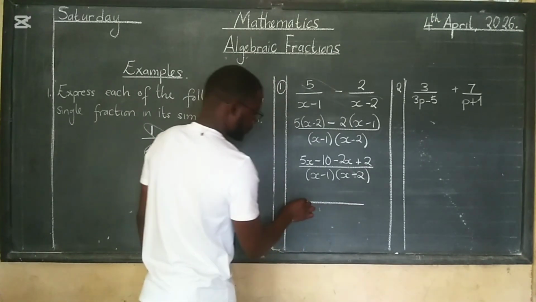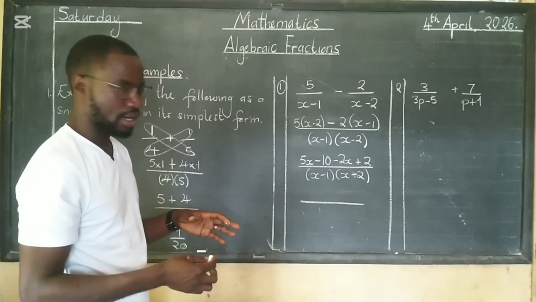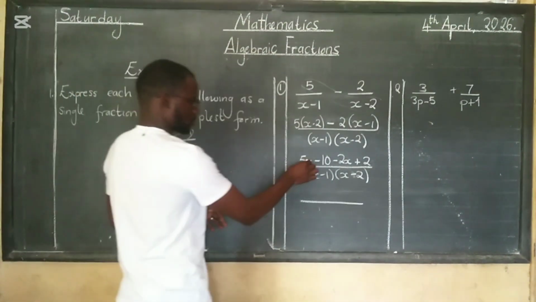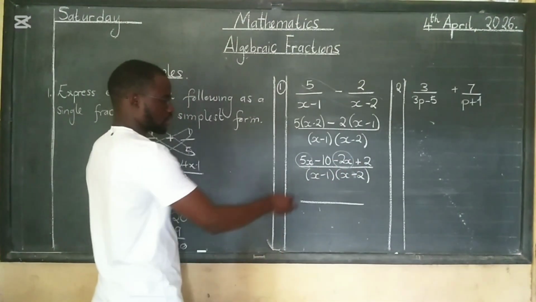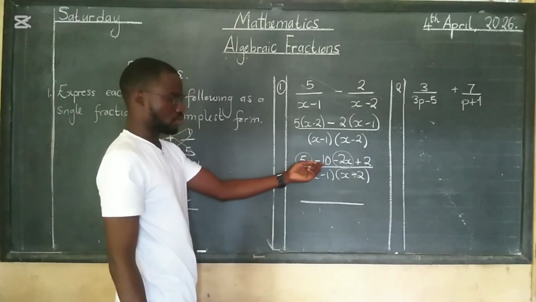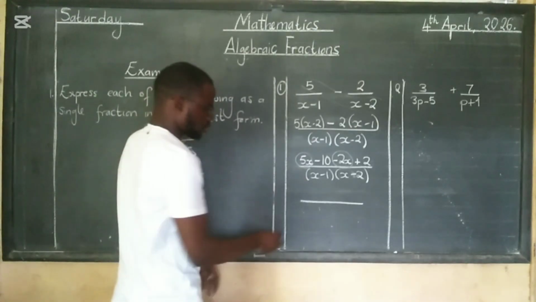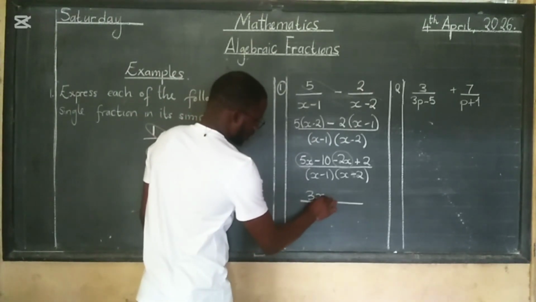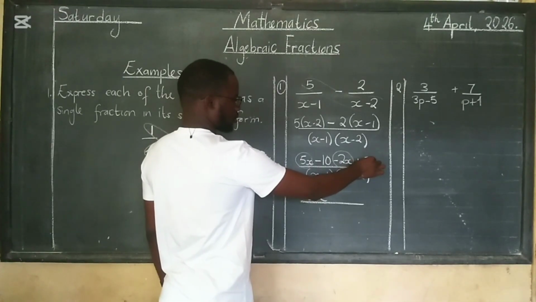Then here, the common things, the things that are found, this one and this one, they're the same. So this is like 5x minus 2x. I don't have enough space, that's why I want to do it here quickly. 5x minus 2x, it's like 5 minus 2, which is just 3x. Then this is minus 10 plus 2.